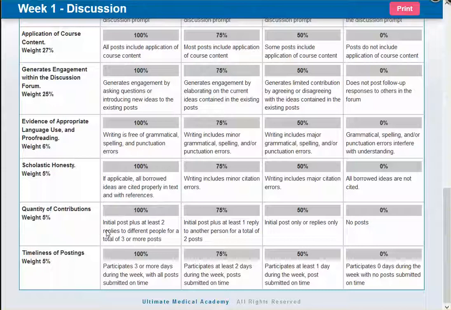For your quantity of contributions for maximum points, your initial post plus at least 2 replies to different people for a total of 3 or more posts. And then the timeliness. To earn full points, you must participate on 3 or more days during the week with all posts submitted on time.